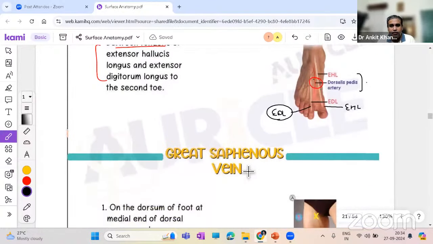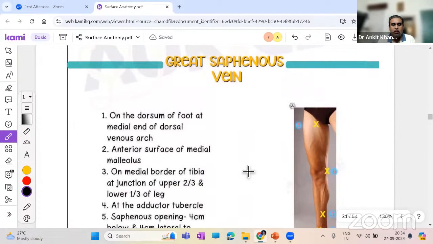So in the beginning, now coming to the veins. Before we begin this, in the upper limb also we studied veins. If you remember, we studied the cephalic vein, median cubital vein, and applied importance. But the anatomy of the veins is particularly more important in the lower limb than the upper limb.